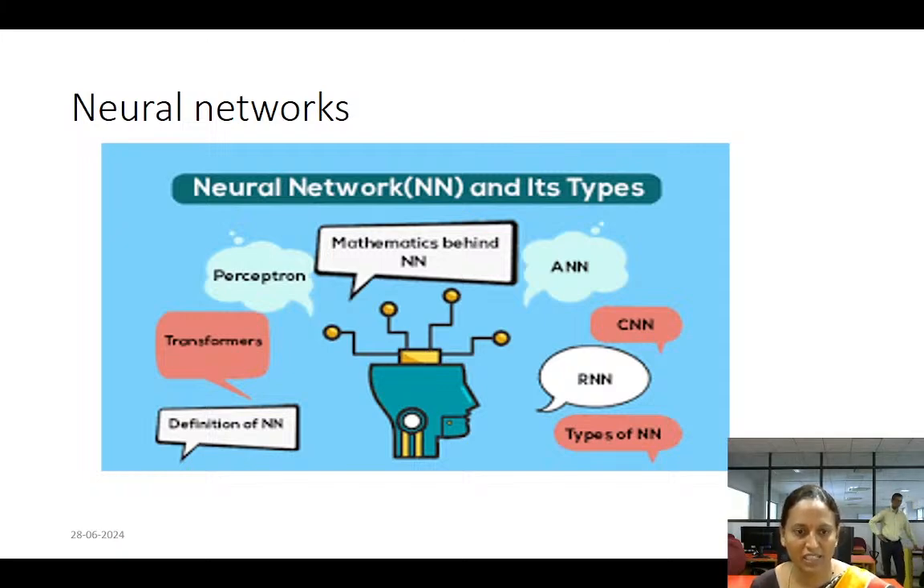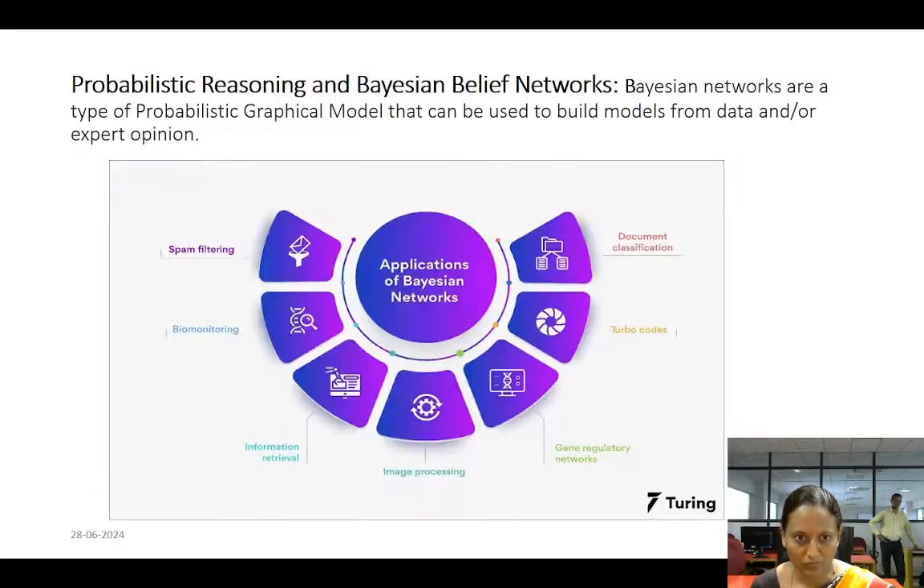And we basically study some of the basic algorithms like the McCulloch-Pitts neuron and some of the basic concepts of perceptrons, and we try to model the data using neural networks.